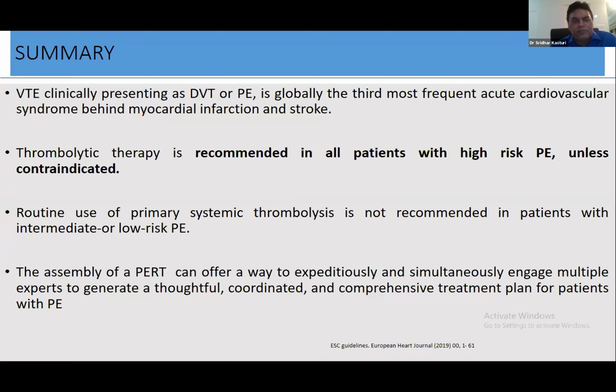Assembly of a PERT, that is, as I told, the pulmonary embolism response team. In every hospital they should form a team involving the chest physician, the anesthetist, the surgeon, the cardiologist, the interventional cardiologist, and emergency physicians. They should immediately exchange the CT films and echo films, and together they can collectively take the appropriate treatment strategy based upon his risk profile and his clinical condition. And I think that will make a difference.